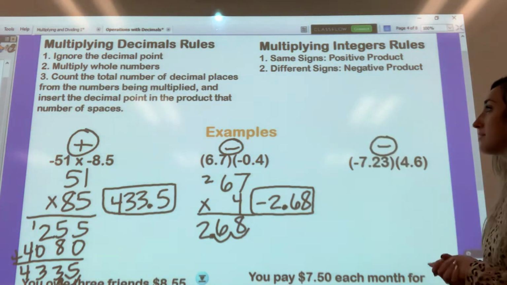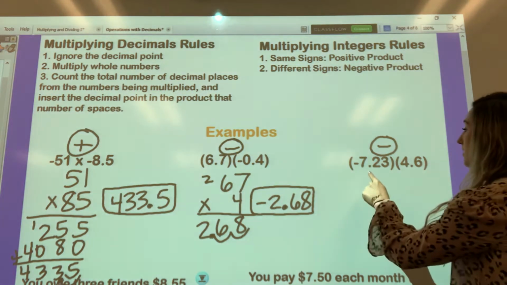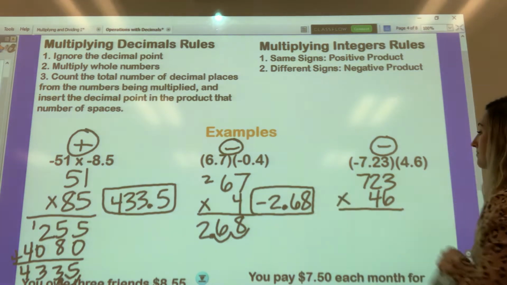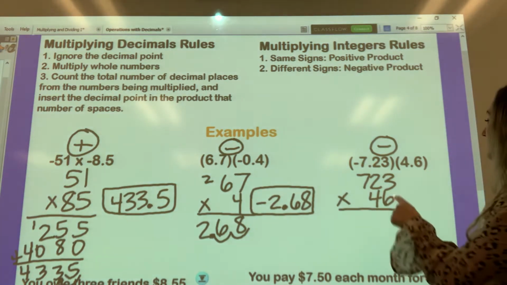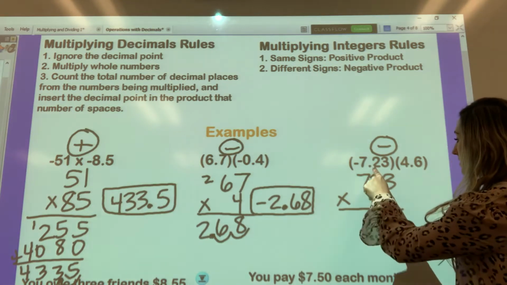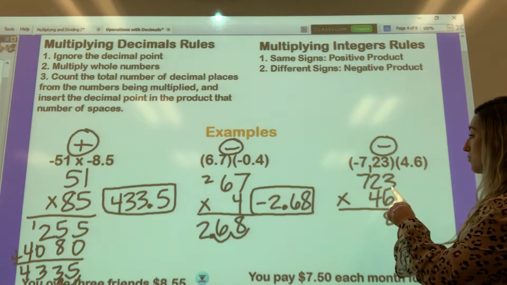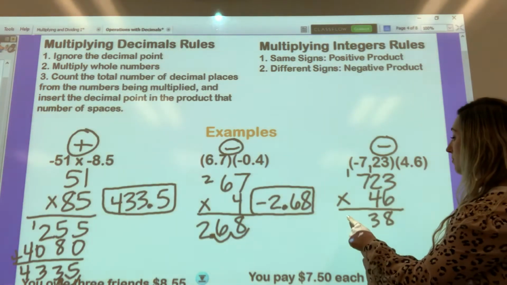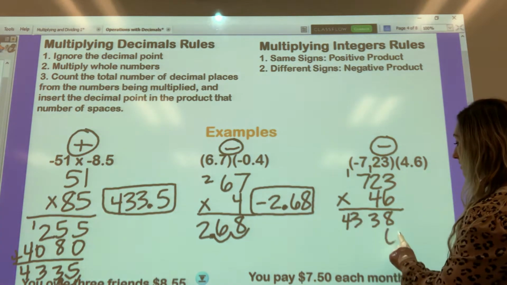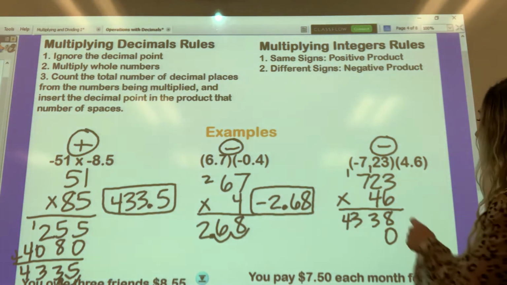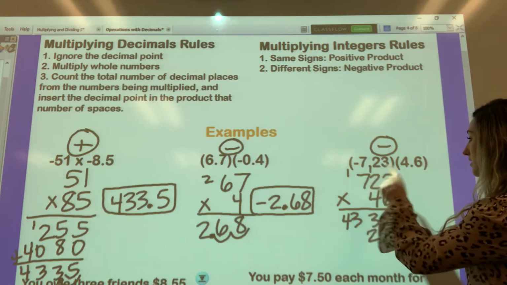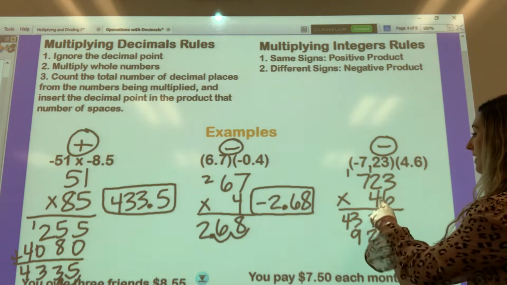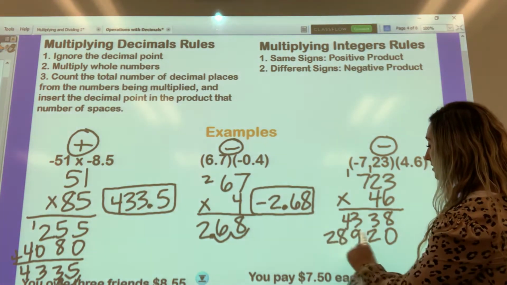And follow the multiplying decimals rules. Ignore the decimal point, so just multiply 723.46 and take it from here. 6 times 3 is 18. 6 times 2 is 12, plus 1 is 13. 7 times 6 is 42, plus 1 is 43. 0 placeholder. 4 times 3 is 12. 4 times 2 is 8, plus 1 is 9. And 7 times 4 is 28.